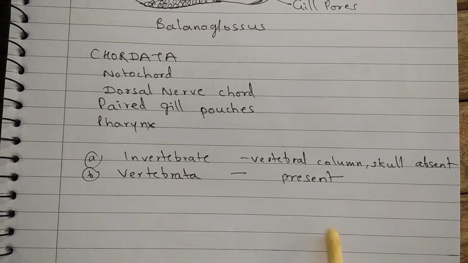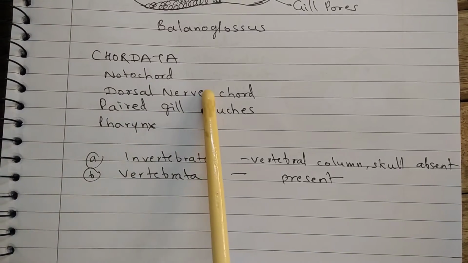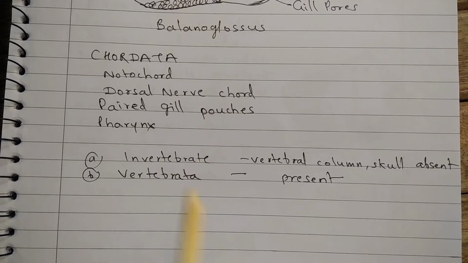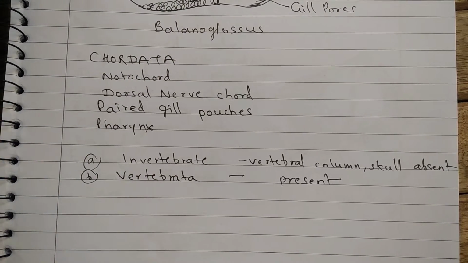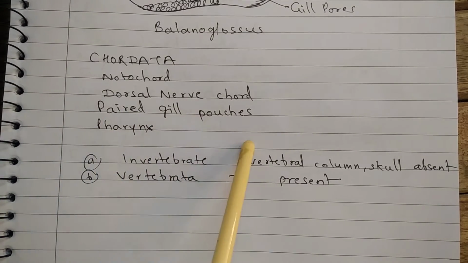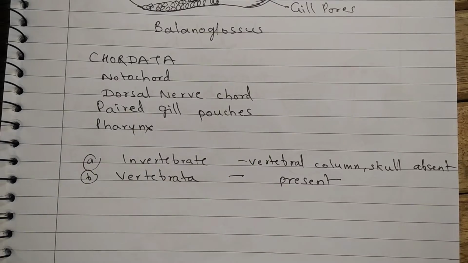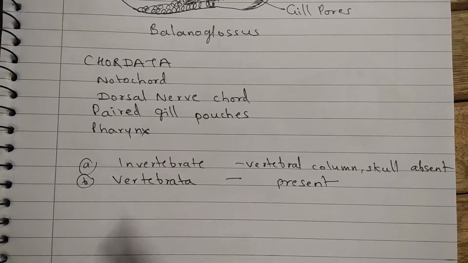Now next phylum is Chordata. Notochord is present at least at one stage of life, and now the notochord is present for the entire length of the animal. Okay. Apart from the notochord, there is a dorsal nerve cord and paired gill pouches along with pharynx. So let us see what is a notochord.